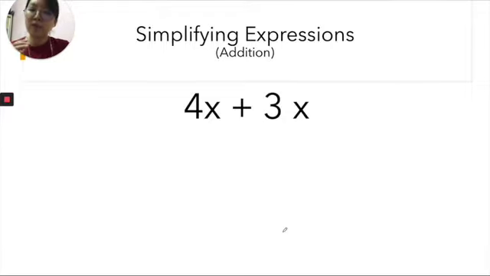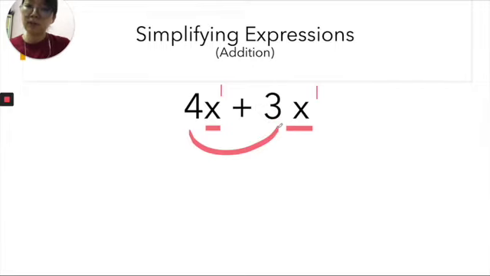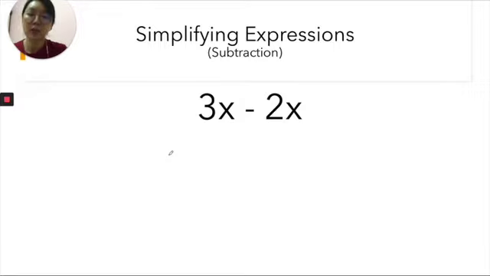Next, I have 4x plus 3x. First check, are they like terms? Yes, they are both having variables to the power of 1. So can I group these two together? Yes. Therefore, I take the coefficient plus the coefficient. It becomes 7x.